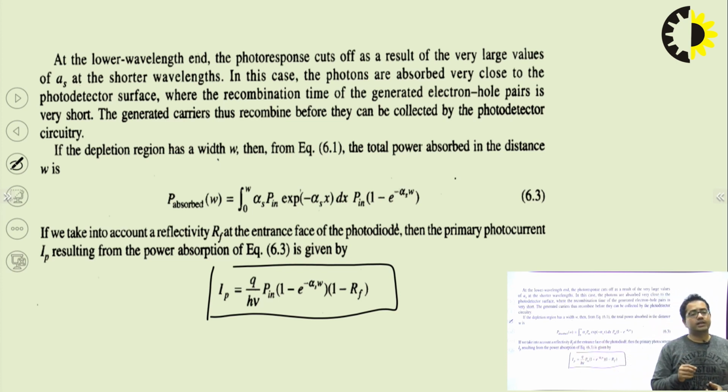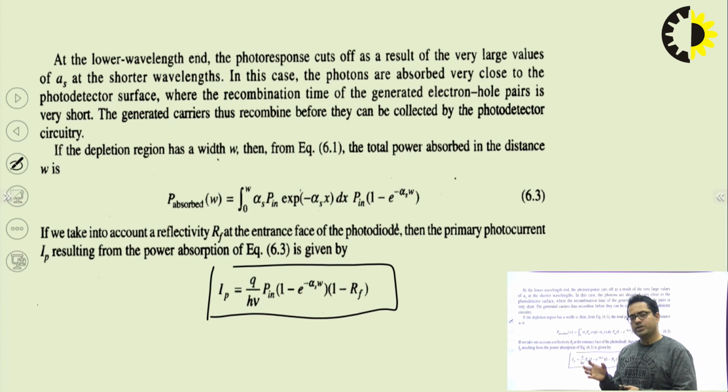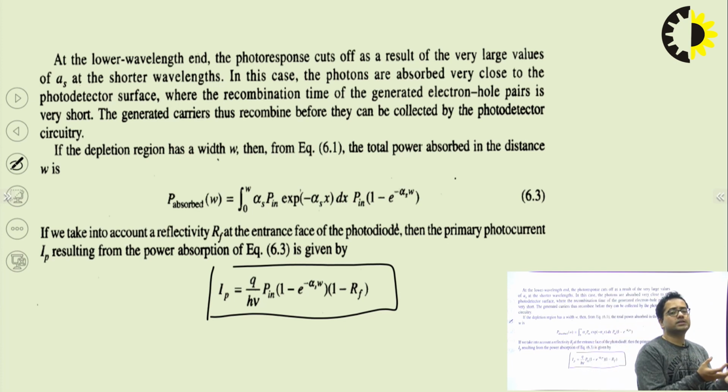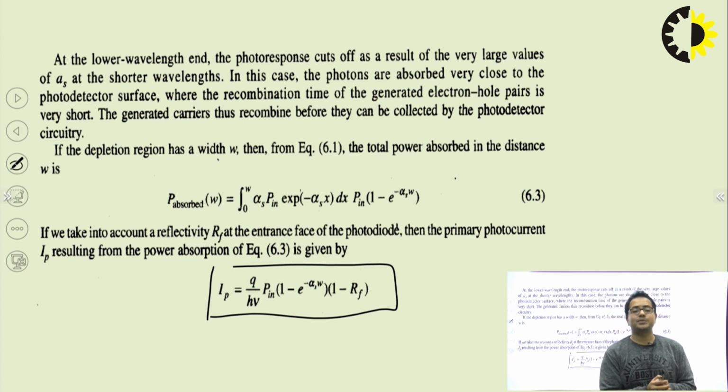Now, once one has this information that this is the basic way in which a photodetector operates, he should concentrate on increasing the performance of this photodetector. How can he increase the performance?